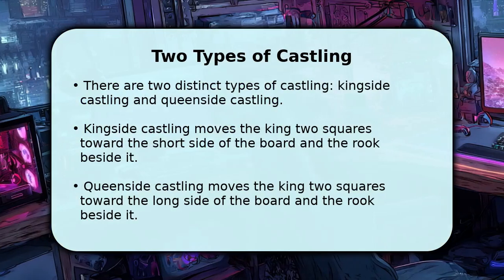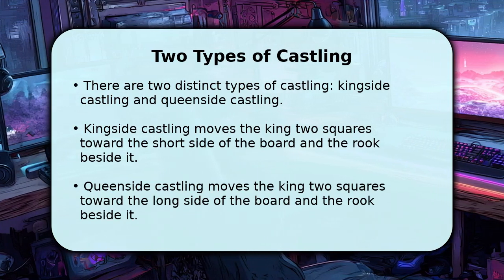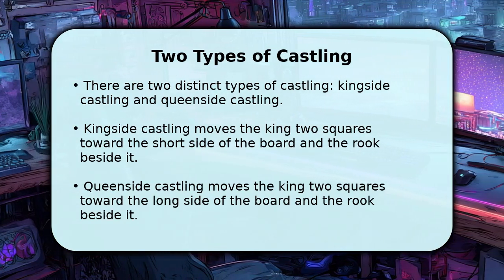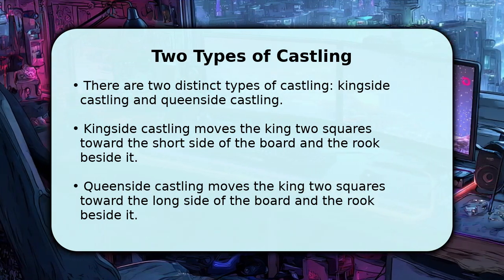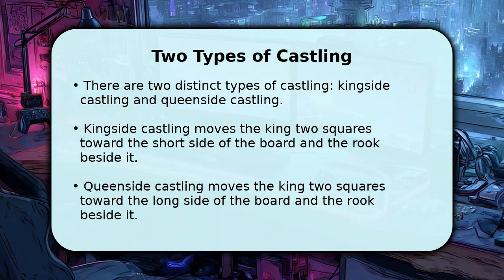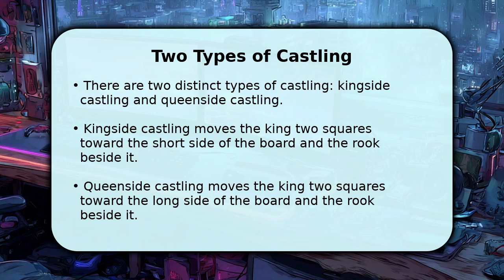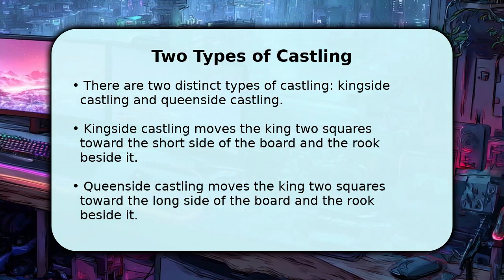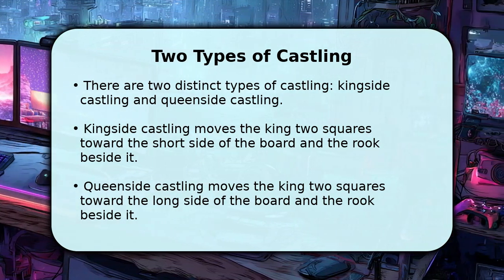Chess offers you two different castling options, each providing unique strategic benefits. Kingside castling, often called castling short, involves the rook on the H file. Your king moves 2 squares to the right, and the rook then jumps over it to land on the F file. Queenside castling, or castling long, uses the rook on the A file. Here, your king moves 2 squares to the left, and that rook then moves to the D file, positioning it further from the corner.